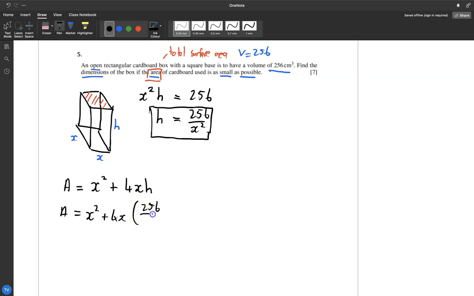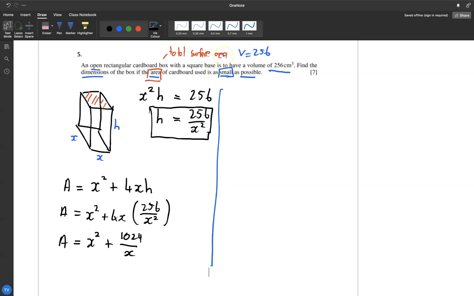The reason why this is important is because we cannot differentiate this if you have 2 different variables. Now it's a lot easier for me to make the differentiation. So I'm going to simplify this, and I'm going to end up with x squared plus 1024 over x. So we're almost there. The next step is to get the value as small as possible.